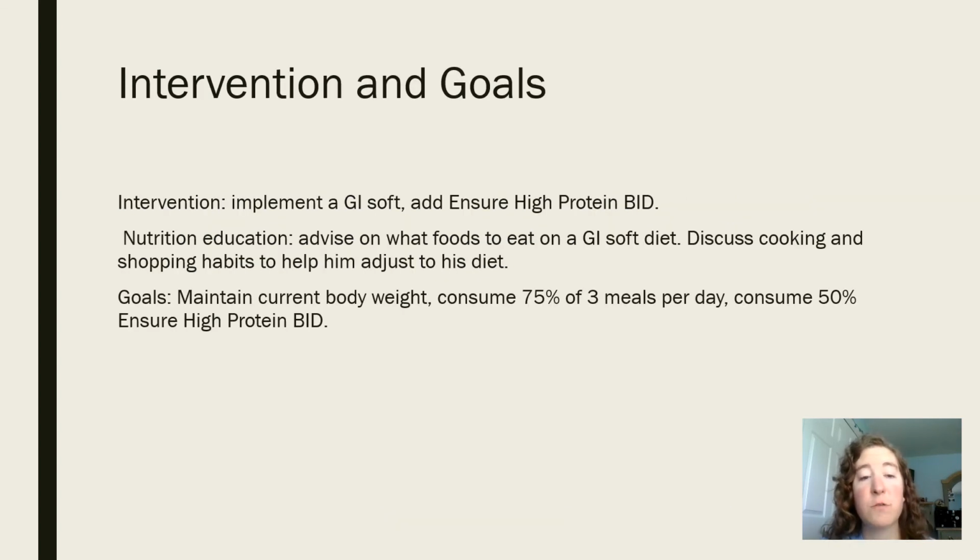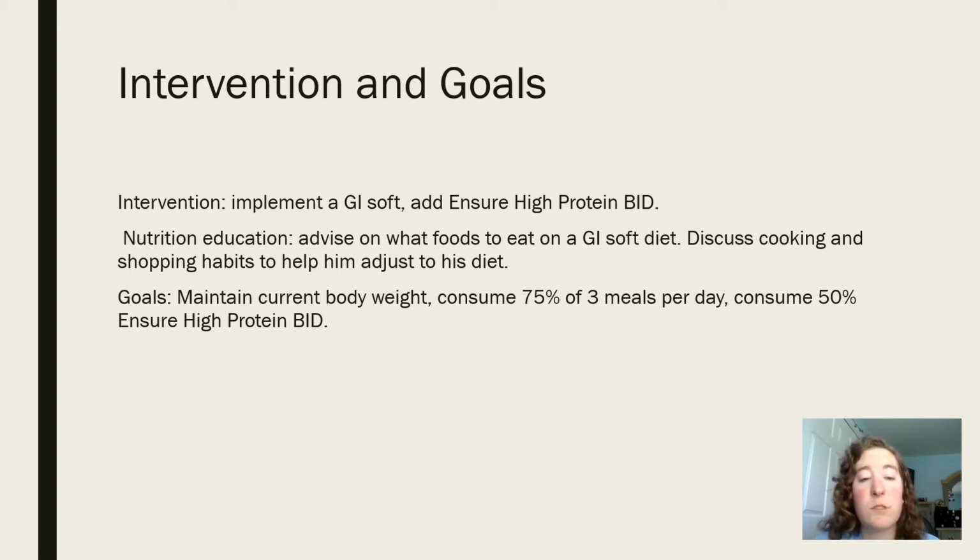For the nutrition intervention, I chose to implement a GI soft diet and add Ensure high protein twice a day. For nutrition education, I chose to focus on advising GS as to what foods he should eat on a GI soft diet and what foods he should stay away from. And I also wanted to discuss his cooking and shopping habits with him. I wanted to help GS adjust to his new diet and help him succeed.